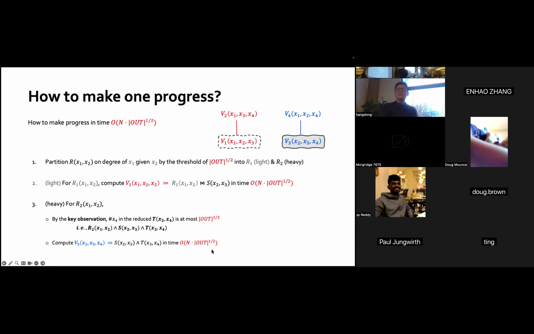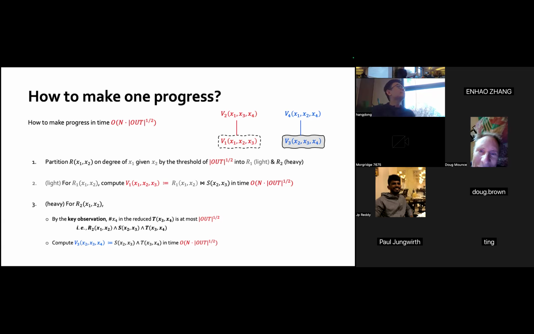And then you've already finished your progress, because the light part you partition into 2 pieces. One piece computes V1, and the other piece computes V3. And you rinse and repeat to make progress on both trees until you have solved all your 6 subproblems, and then you union the 6 pieces of results into one, and that's your result.